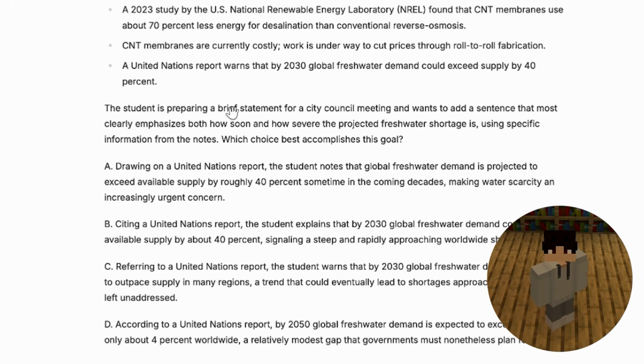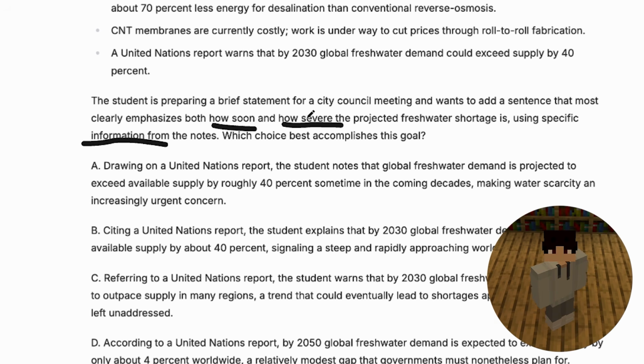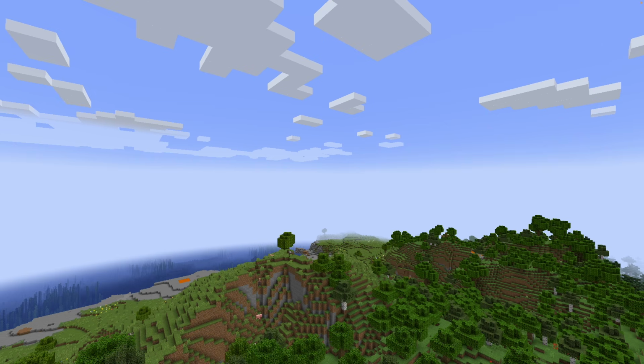Let's try this one. The student's preparing a brief statement for a city council meeting and wants to add a sentence that most clearly emphasizes both how soon and how severe the projected freshwater shortage is, using specific information from the notes. So how soon and how severe. So it has to be a timeline thing and also how big the thing is.